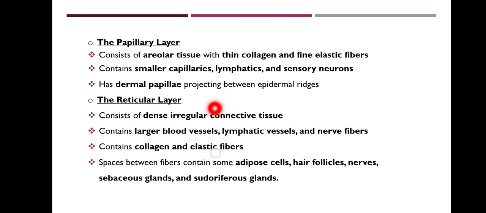Next, the reticular layer. It consists of dense irregular connective tissue. It contains large blood vessels, lymphatic vessels, and nerve fibers. The reticular layer also contains collagen and elastic fibers and has spaces between fibers containing some adipose cells. Hair follicles, nerves, sebaceous glands, and sweat glands are present.